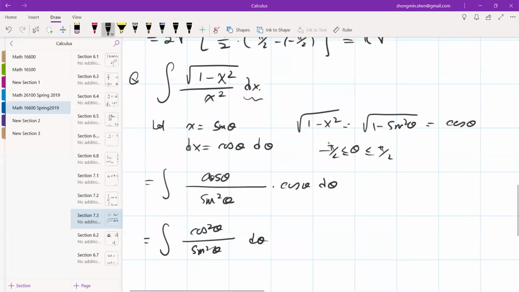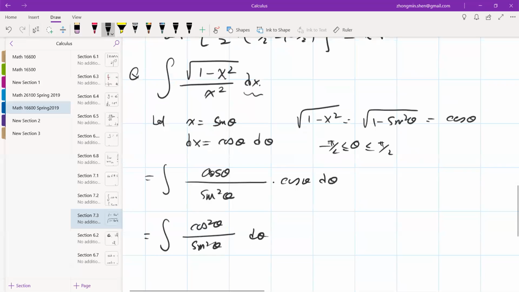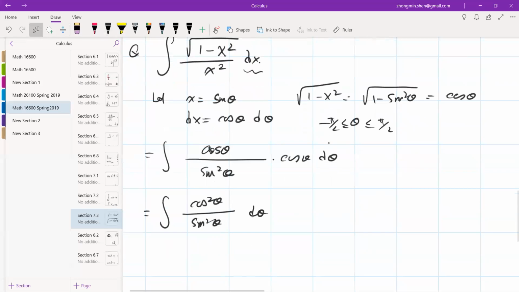This is cotangent squared theta. Are there any other ways? If I give you a problem like that, this is from the last section, how do you evaluate this cotangent squared theta? I try to recall the formulas.